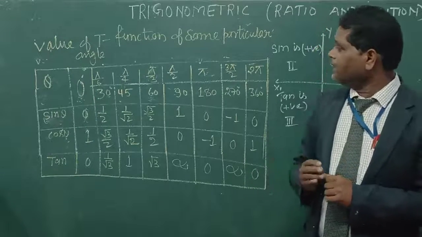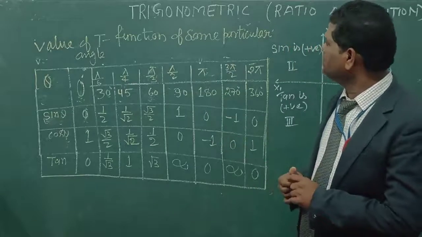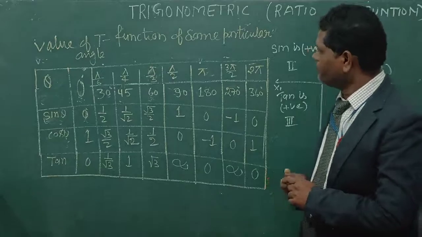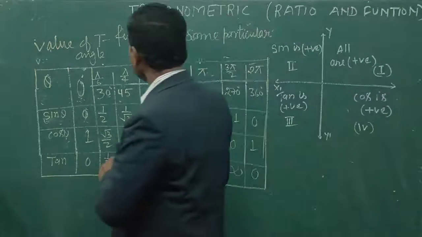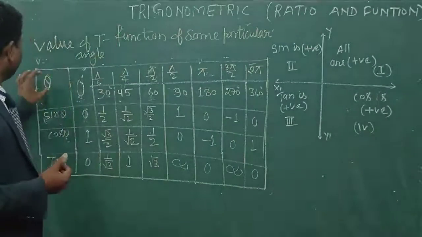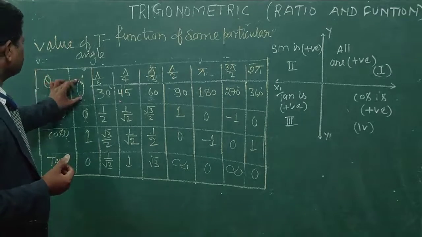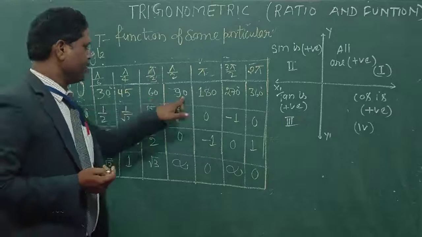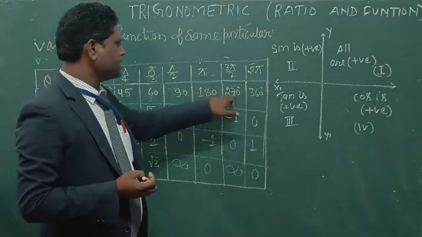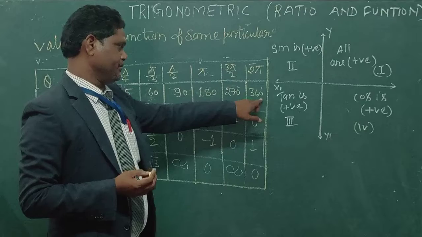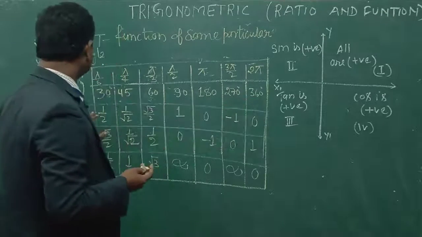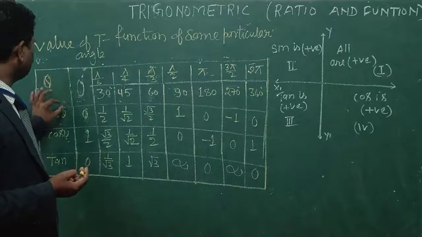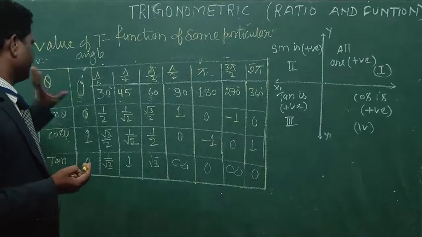Now I am taking the value of the functions for some particular angles from trigonometry: theta 0 degree, 30 degree, 45 degree, 60 degree, 90 degree, 180 degree, 270 degree and 360 degree. How can we find the angle values? Suppose sin theta at 0 degree.